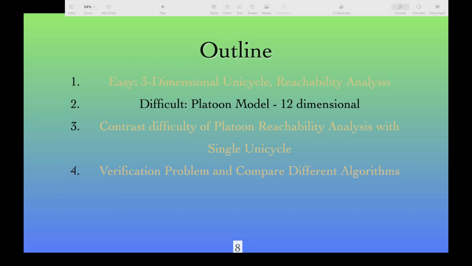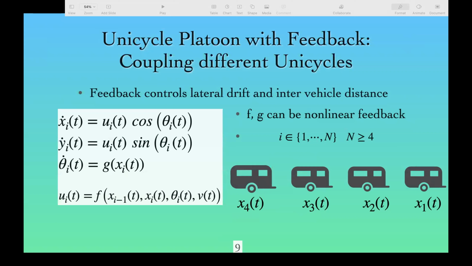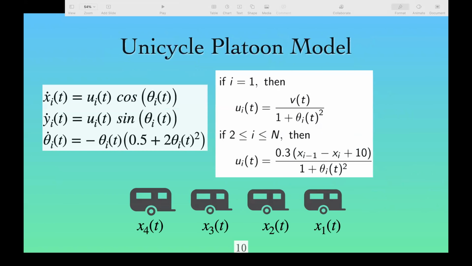Now, moving on to the difficult case of a platoon model, the model looks something like this. Let us say instead of a single unicycle, we have multiple robots, and we try to control the inter-vehicle distance between the robots and also the lateral drift of the robots using some nonlinear control laws. An example of such a feedback law is given on the right-hand side. So this is the model which I'm going to propose for my verification challenge.